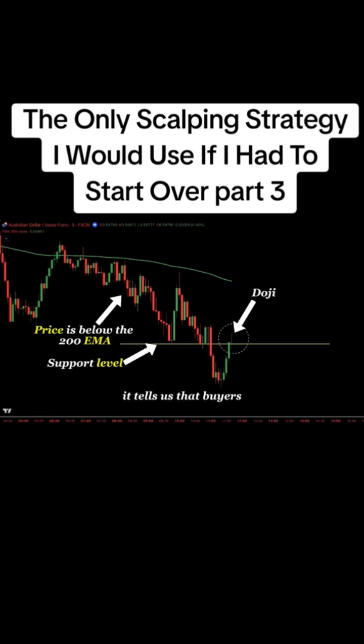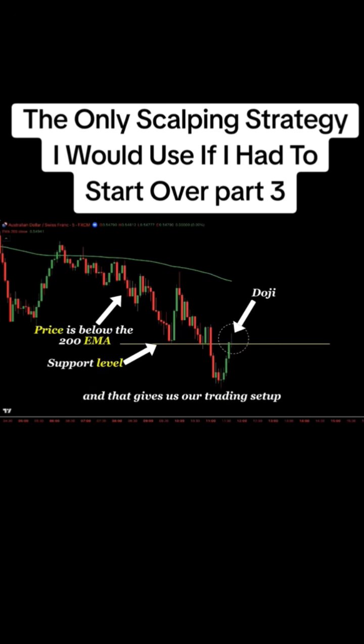It tells us that buyers are struggling to push the market higher and that the market is entering a temporary state of equilibrium after the pullback. In a bearish trend, this hesitation near a broken support level often signals weakness from buyers and the possible beginning of another impulsive move to the downside.